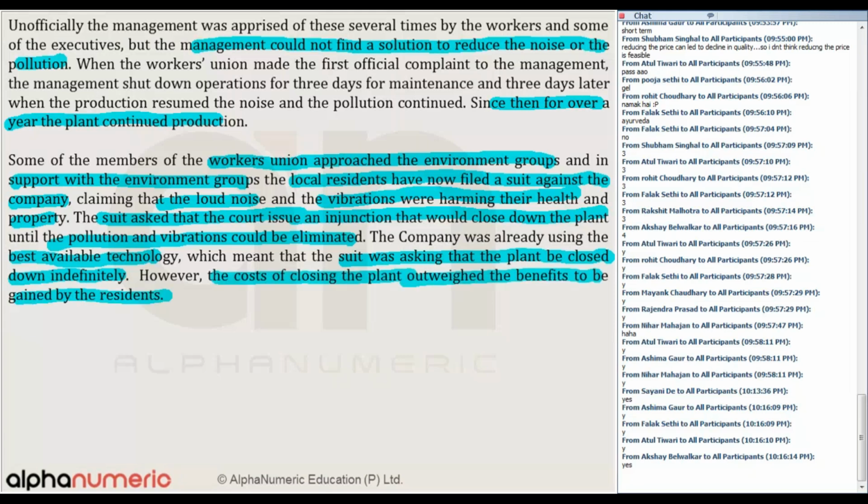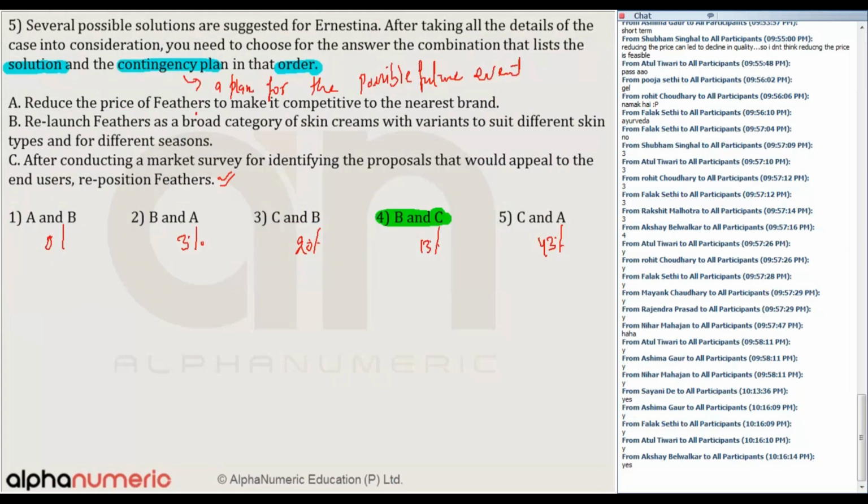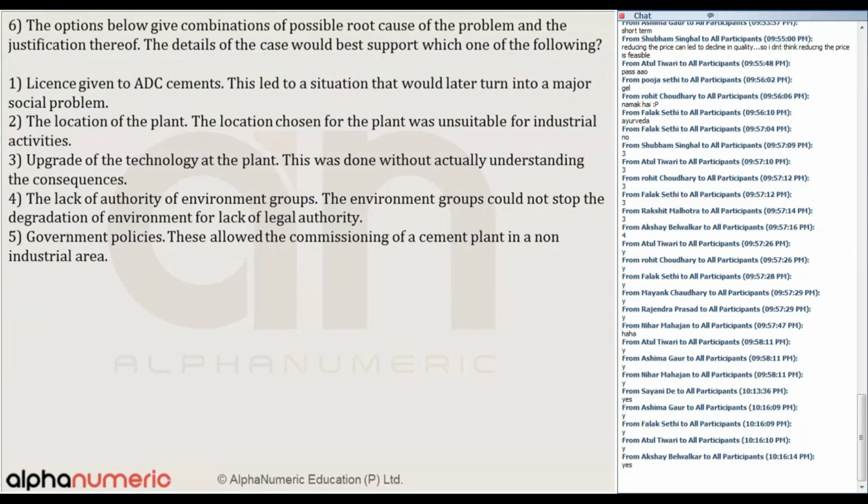All right. Now let's start with the questions. Question number 6. It says 3% of you had marked option number 1, 45% of you had marked option number 2, 16% of you had marked option number 3, 3% of you had marked this, and 19% of you had marked this, and 13% did not.